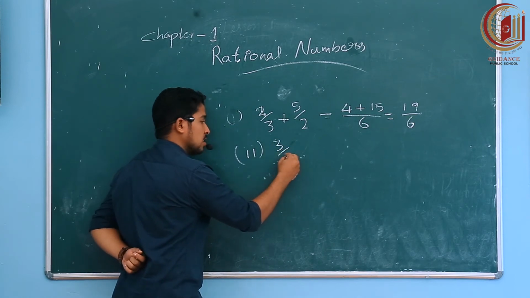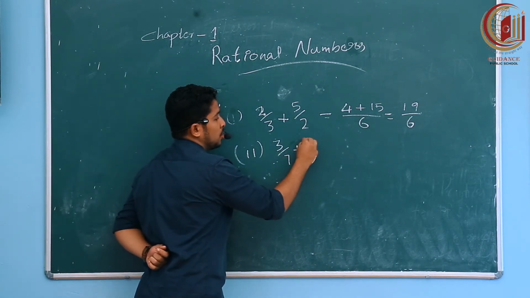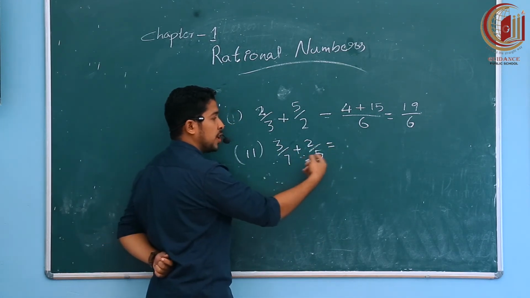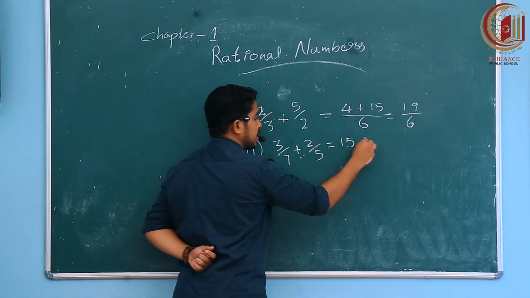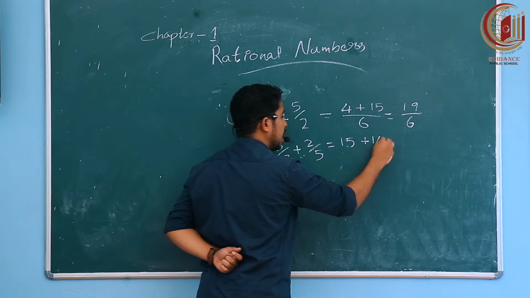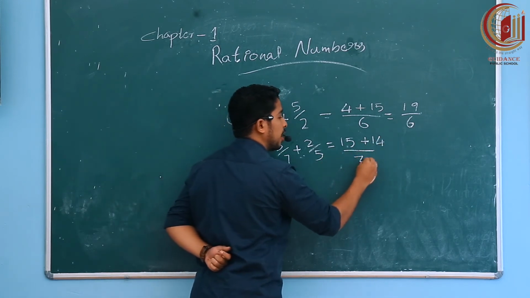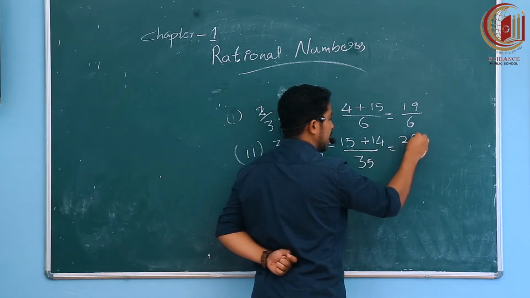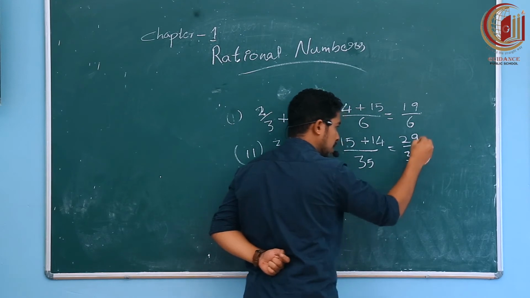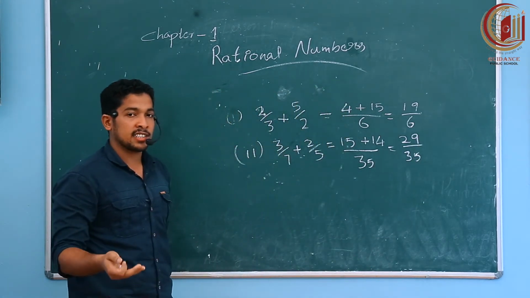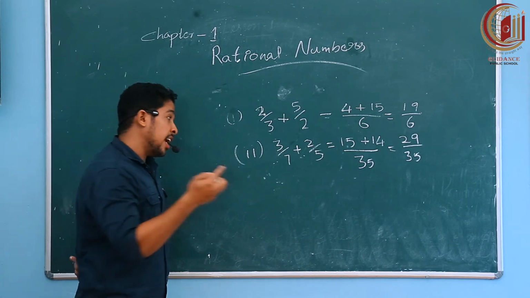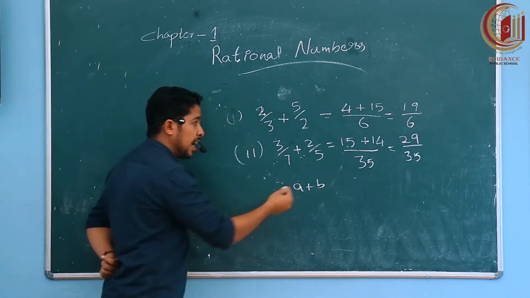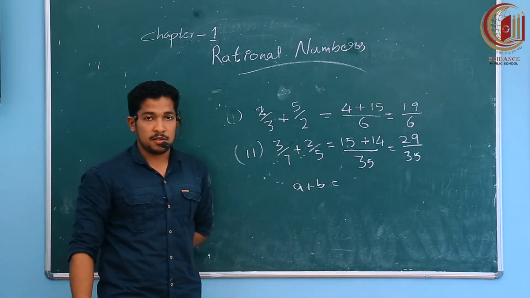3 by 7 plus 2 by 5. By cross multiplication, 3 into 5 is 15, plus 7 into 2 is 14, over 7 into 5 is 35. Then 15 plus 14 is 29 by 35, which is another rational number. Then we say rational numbers are closed under addition. Consider any numbers a and b, a plus b is also a rational number.